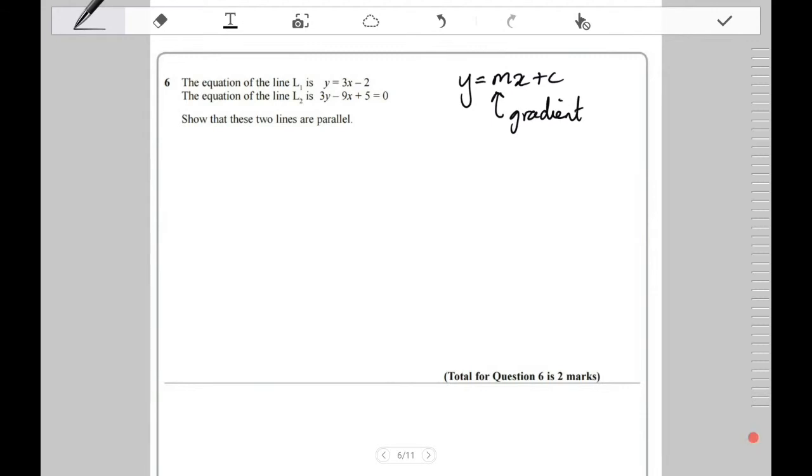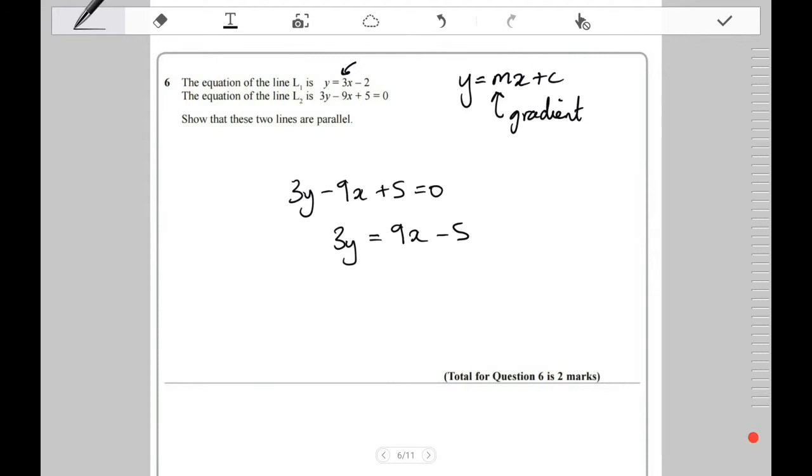Okay, now we can already see that the equation of line 1 is in the form of y equals mx plus c. The gradient is 3. All we now have to show with line L2 is that the gradient of that line is also 3. So what I would do is rearrange line 2 into the form y equals mx plus c. So let me take everything that isn't y to the other side. So 3y equals 9x minus 5.